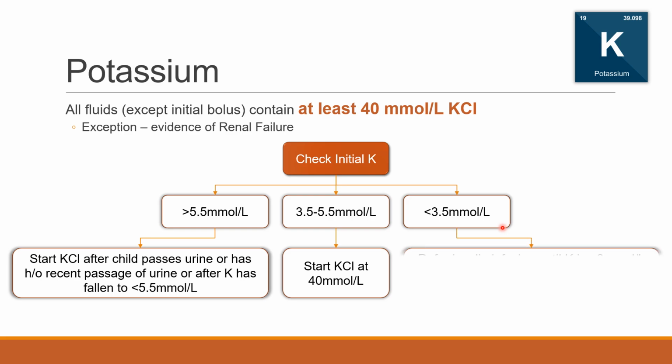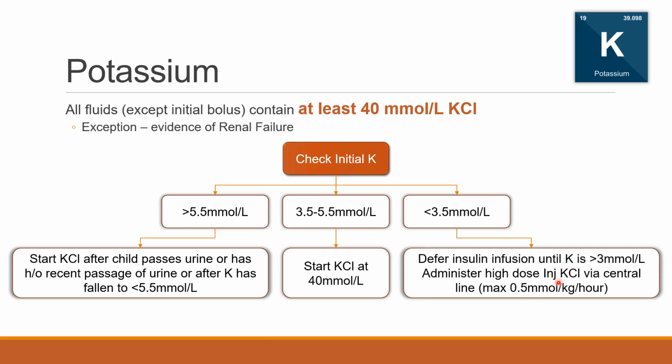So how do we do that? We basically correct the potassium level by giving high dose injection potassium chloride via the central line at a maximum rate of 0.5 millimole per kg per hour, and when the potassium level becomes at least 3 or 3.5, then we start the insulin. And we have to remember that as the concentration of potassium is very high here, 0.5 millimole per kg per hour, it is preferably given through a central line rather than a peripheral line, because this high concentration of potassium can cause chemical thrombophlebitis and can damage the vein.